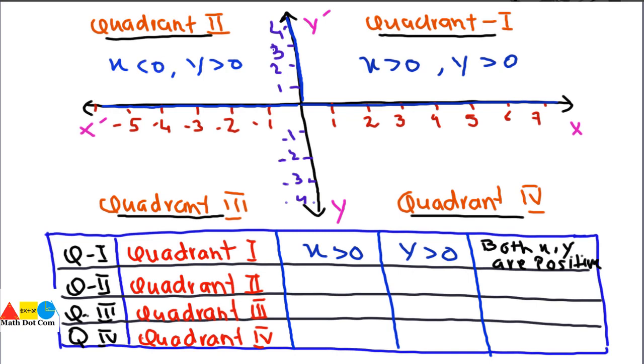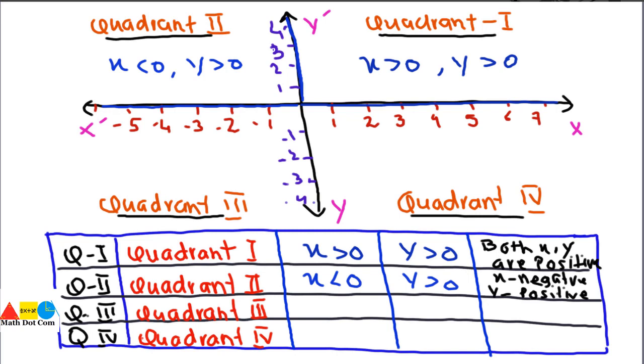So we will write in the table x is less than 0 and y is greater than 0. That means x is negative and y is positive. So all the ordered pairs where we get x negative and y positive, we will plot in this quadrant, in quadrant 2.